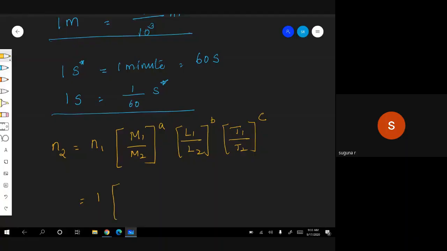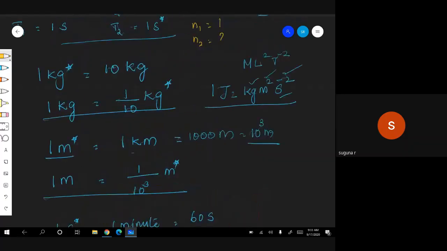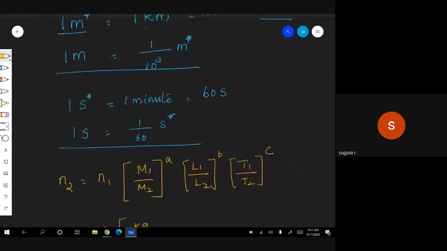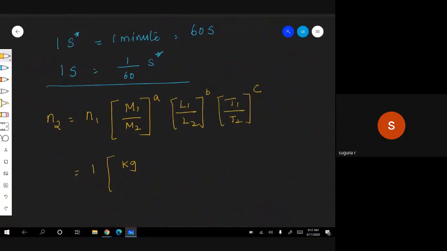And tell me now what is M1? Kilogram. Correct? M1 is kilogram only. Children, kilogram? Kilogram star hai na? Are you following? M2 is kilogram star. Therefore, kilogram divided by kilogram star, whole power. ये क्या होता है इसमें? 1. Right.